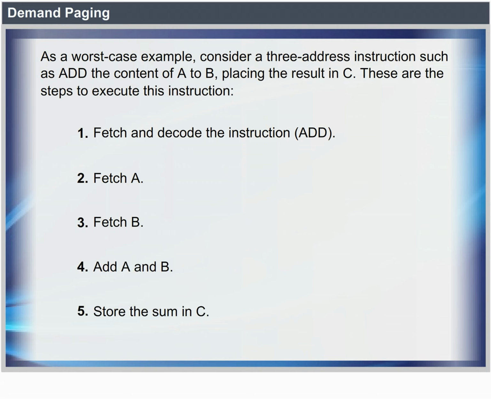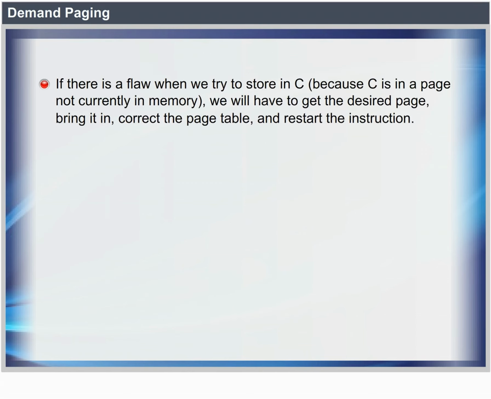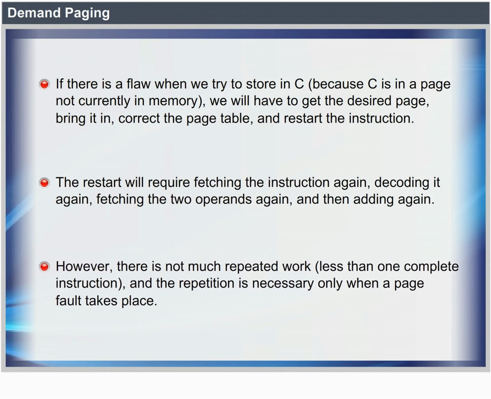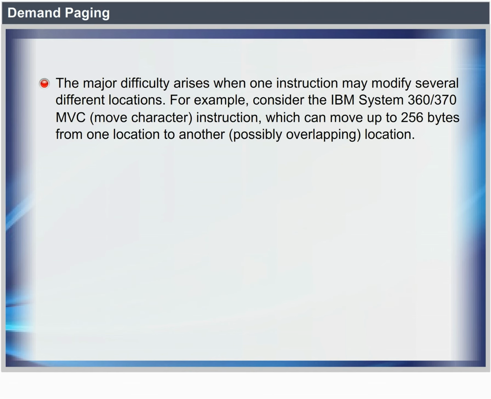If we fault when we try to store in C because C is in a page not currently in memory, we will have to get the desired page, bring it in, correct the page table, and restart the instruction. The restart will require fetching the instruction again, decoding it again, fetching the 2 operands again, and then adding again. However, there is not much repeated work, less than 1 complete instruction, and the repetition is necessary only when a page fault occurs.